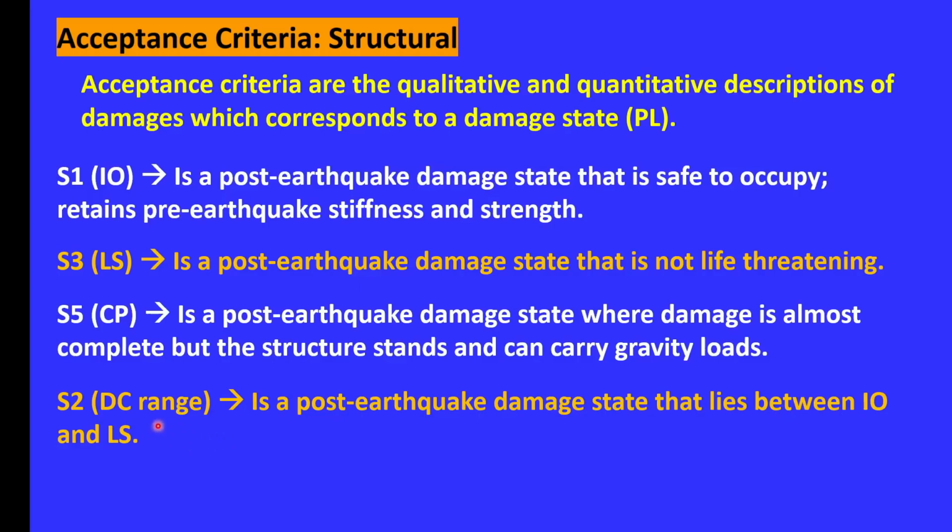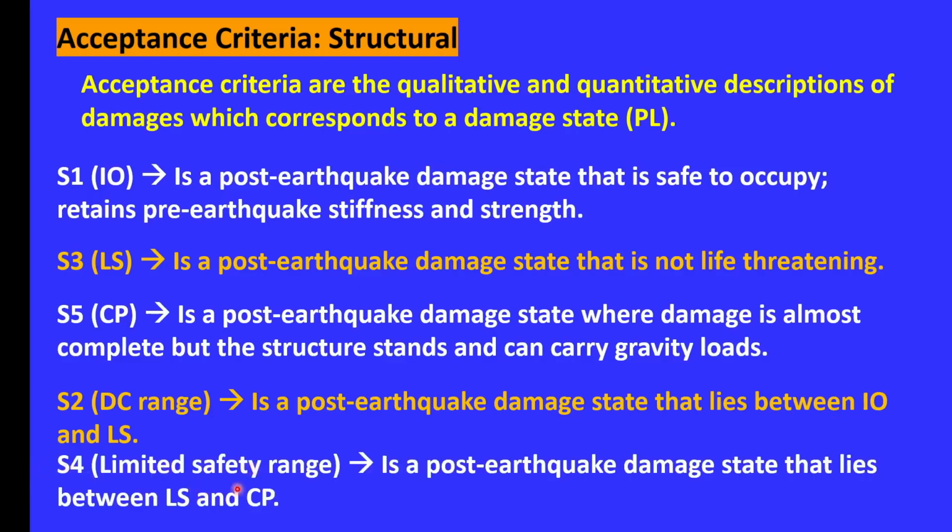Now S2, damage control range, is a post-earthquake damage state that lies between IO and LS. That we have seen earlier. And similarly S4, limited safety range, is a post-earthquake damage state that lies between LS and CP. So these are the acceptance criteria for structural performance levels.